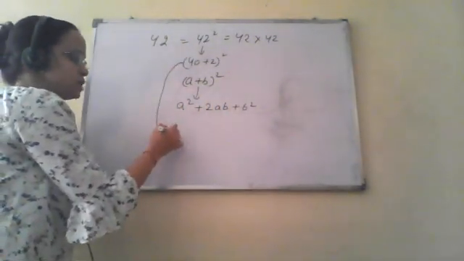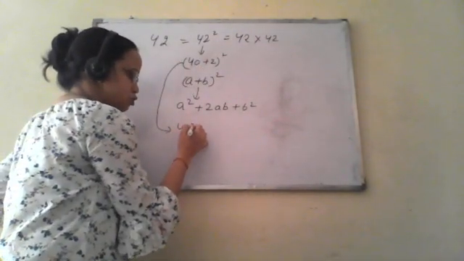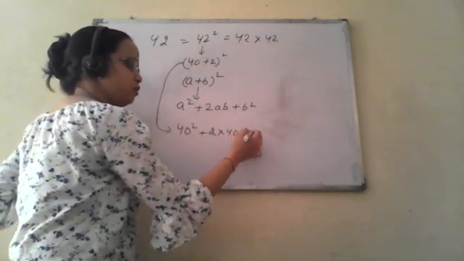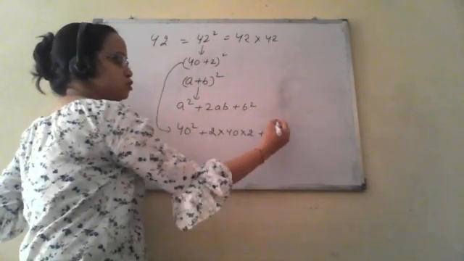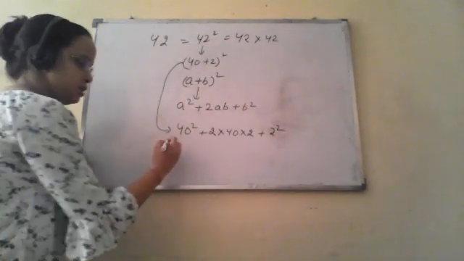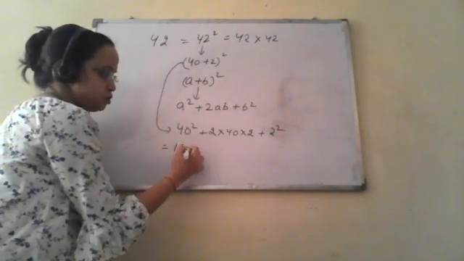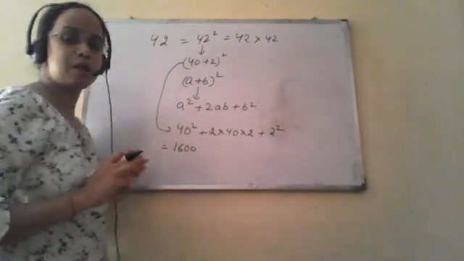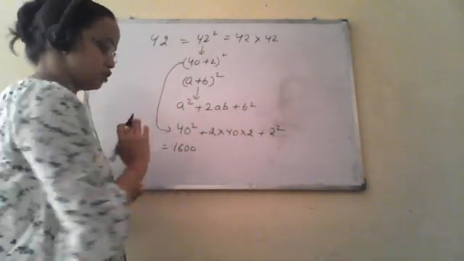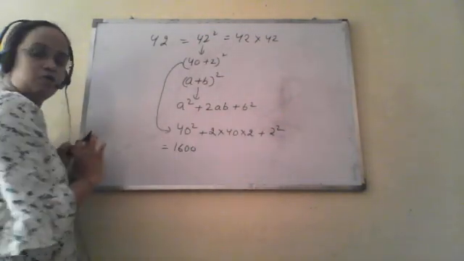So how it goes: a square, in place of a we have 40, that is 40 square, plus 2ab, that is 2 into 40 into 2, plus b square, b is 2, so it will be 2 square. Okay, see, 40 square is very easy to calculate. This is 4 into 4, that is 16, and for this 0 we have to just put 2 zeros. I have told you, if a number has 0 at the unit place, its square will have 2 zeros at the end. So this is very simple. You have to just multiply 4 into 4, 16, and put 2 zeros.